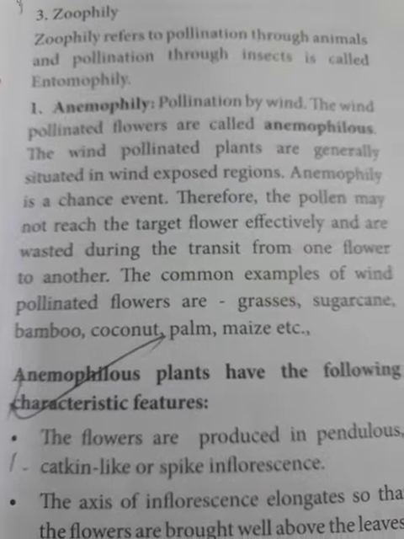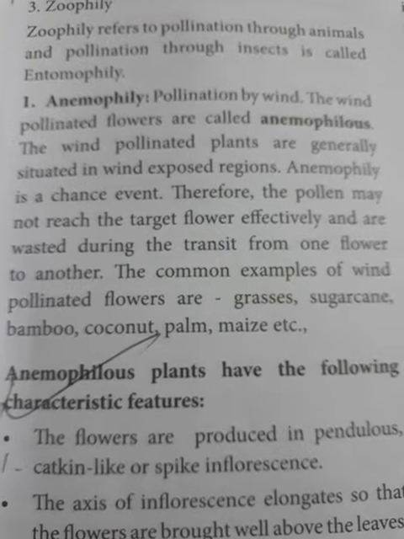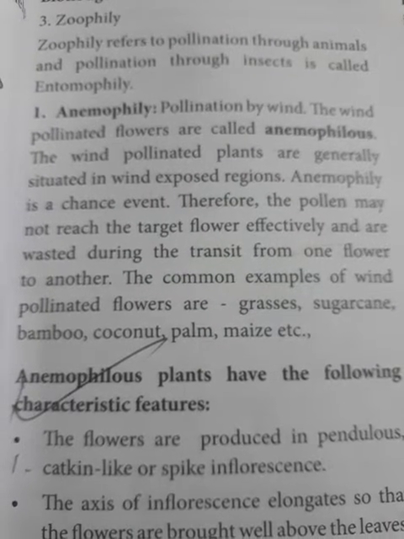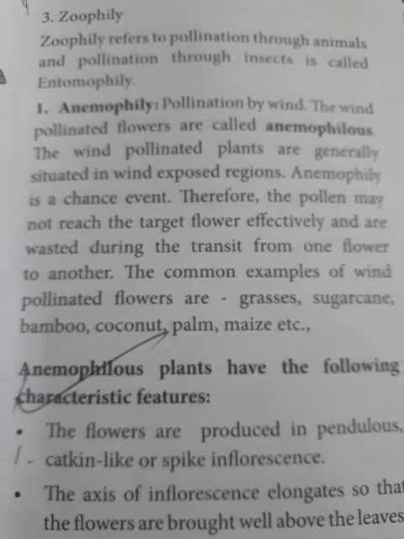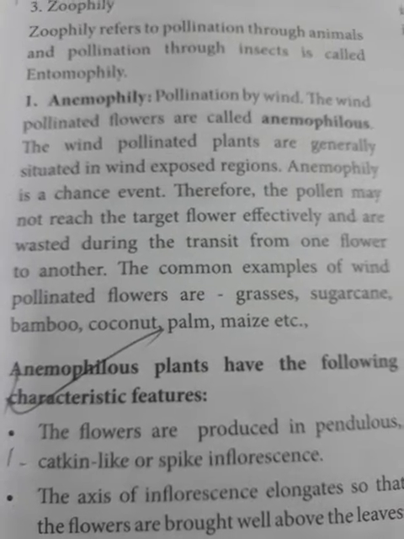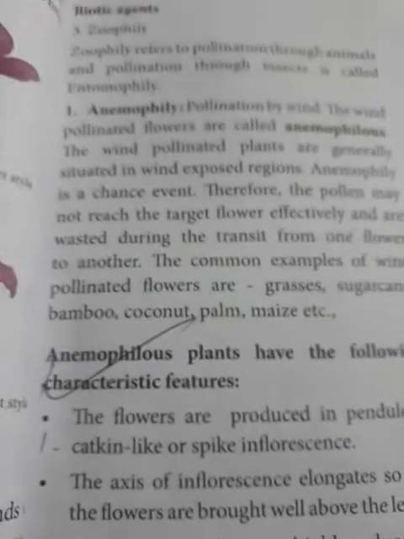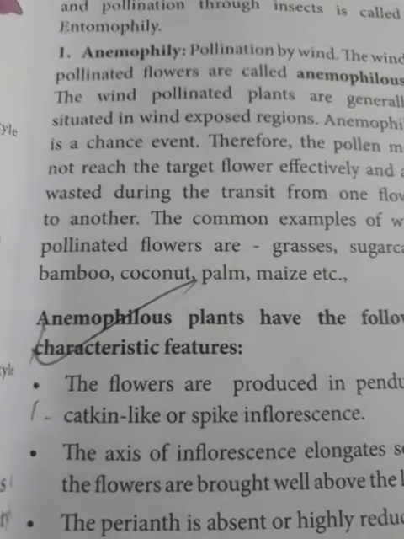The common examples of wind pollinated flowers are grasses, sugarcane, bamboo, coconut, palm, and maize. These are all the examples for a 1 mark question: example of a wind pollinated plant.